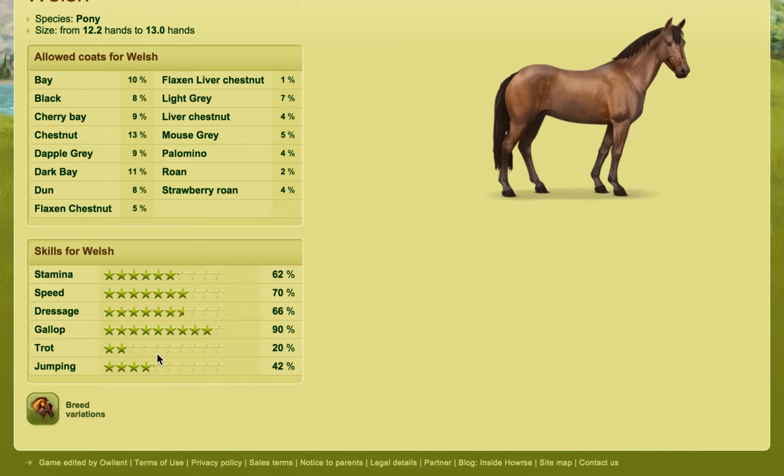So basically what I was doing was whenever I bred a foal, I was looking at the foal, I would breed another foal, and I would look at the foal again in its trot skills, and I would compare the two and see which one had better trot, which one was giving me a better gain overall.